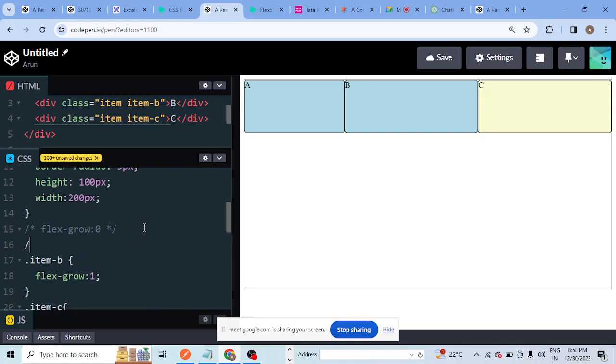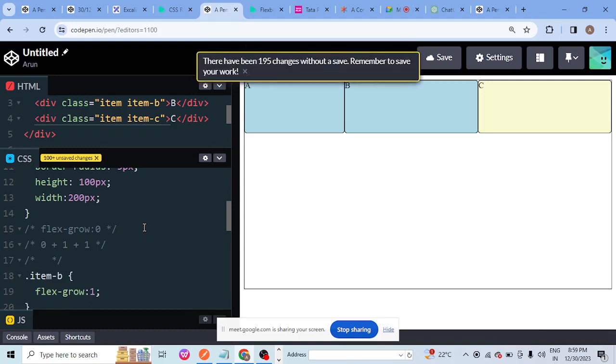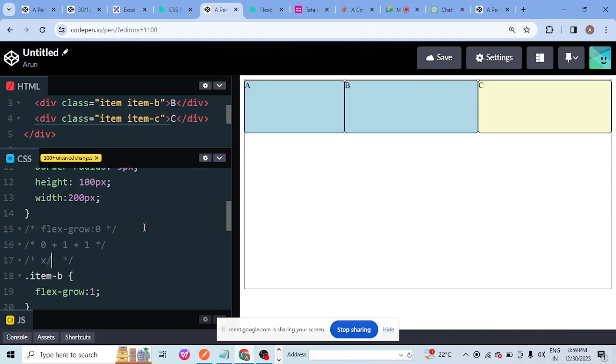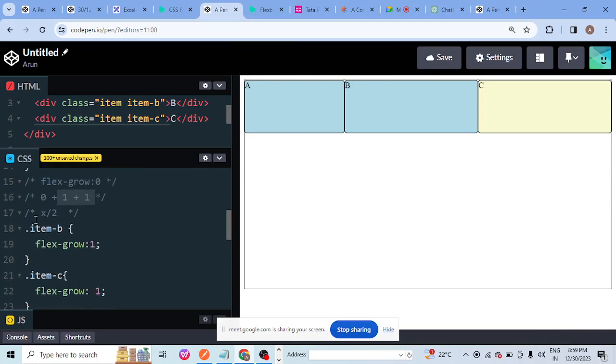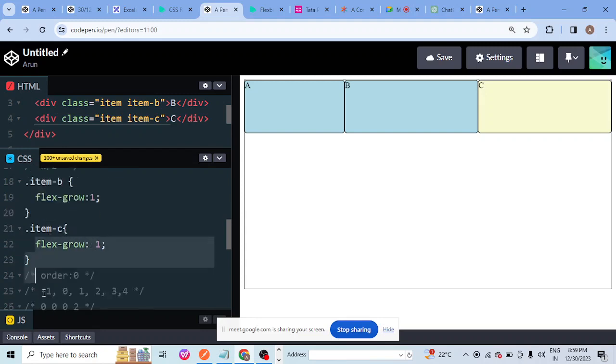Correct? So you can take a simple calculation, 0 plus 1 plus 1, which is 2. So remaining space should be divided. Let's say X amount of space is left out. How many fractions should I divide by? By 2, because there are only two items. So now this X by 2, which is like half. Half of the remaining space will be given to B, half of it will be given to C.